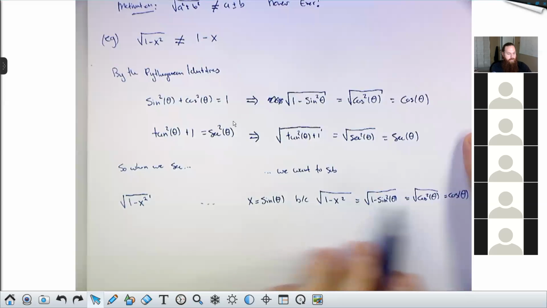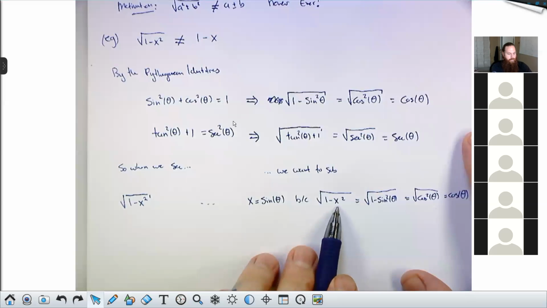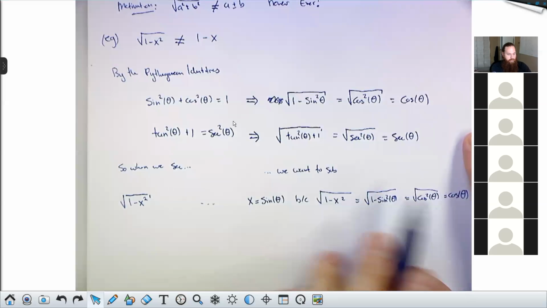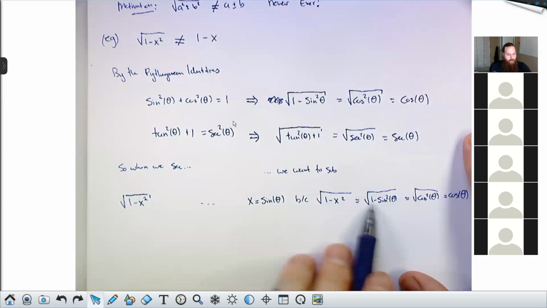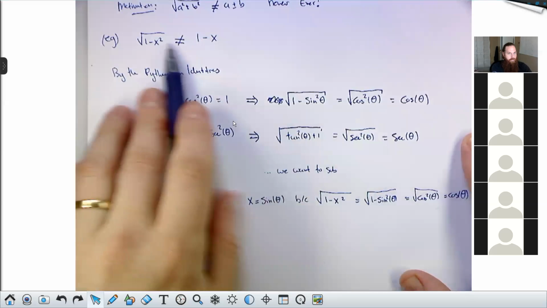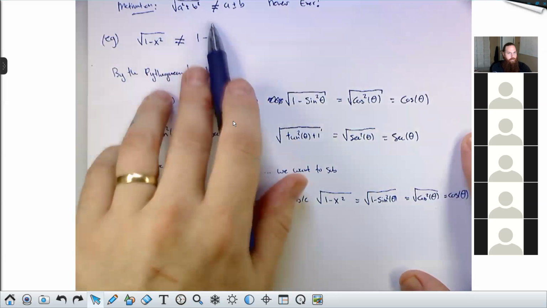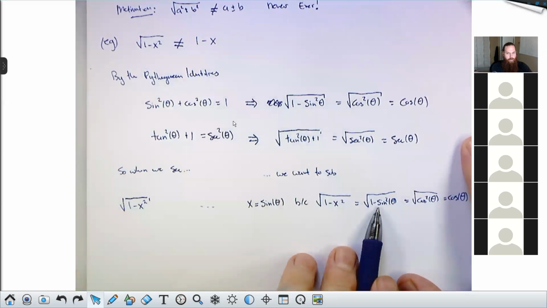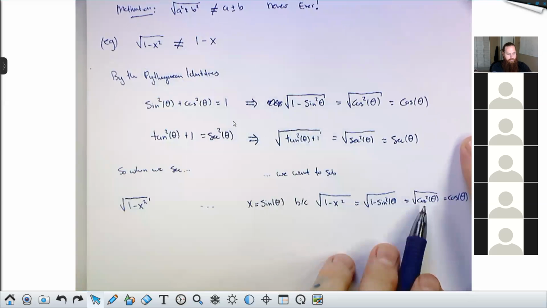In particular, the magic happens right here. 1 minus x squared is 1 minus sine squared. 1 minus sine squared is cos squared. So the subtraction goes away. And we know square roots hate addition and subtraction. That's the point of the thing at the start here. So by getting rid of the addition or subtraction underneath the square root, I get it to something I can manage.